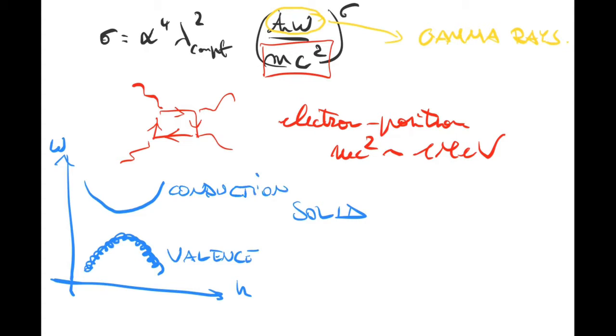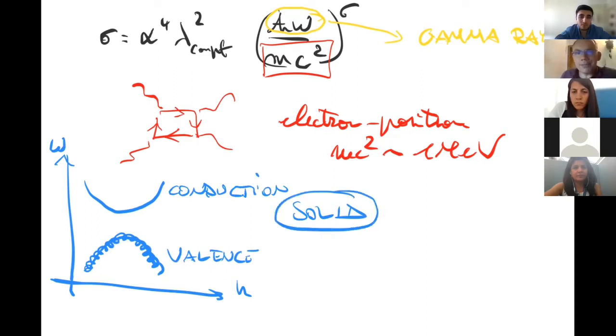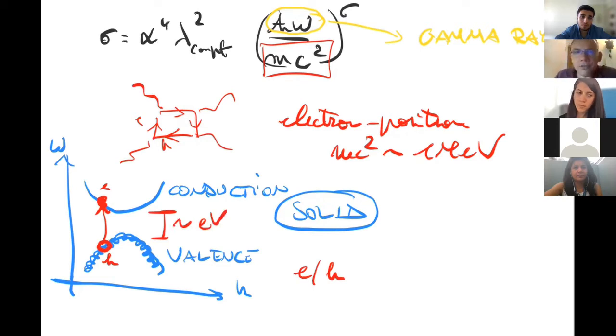Okay? So what are the lowest energy excitations of this solid state material? You see here, you can promote an electron from here to there, which in other terms corresponds to creating an electron and creating a hole. So instead of creating, like here, an electron-positron pair, you create an electron-hole pair in a solid. And how much is the energy of an electron-hole pair in a solid? It will be of the order of the energy gap of the solid, which for standard solids is of the order of electron volts.